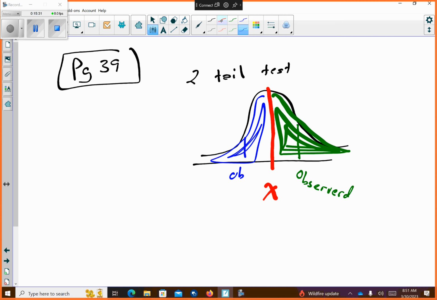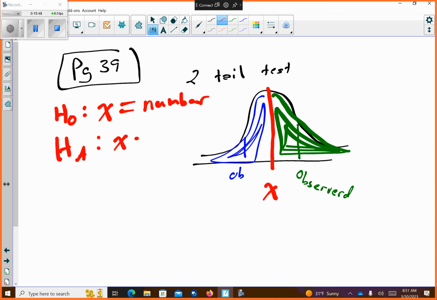That's where you would say, if you had a hypothesis that X is equal to some number, and your alternative would have to be X is not equal to the number. Okay, so it could go either way. That's where you're going to change your test. So it says, consider the following scenario.